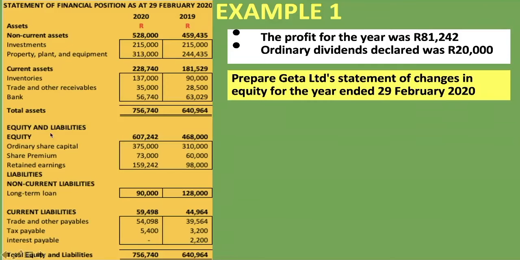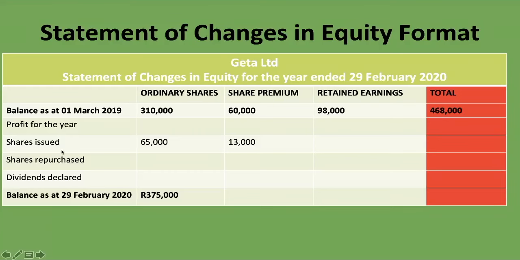But if we go to the equity section of the statement of financial position, if you look at share premium, you can see it moved from 60,000 Rand at the beginning of the period to 73,000 Rand at the end of the period. So 73,000 minus 60,000 gives you 13,000 Rand, and that is our movement in share premium. That will be under the shares issued section.